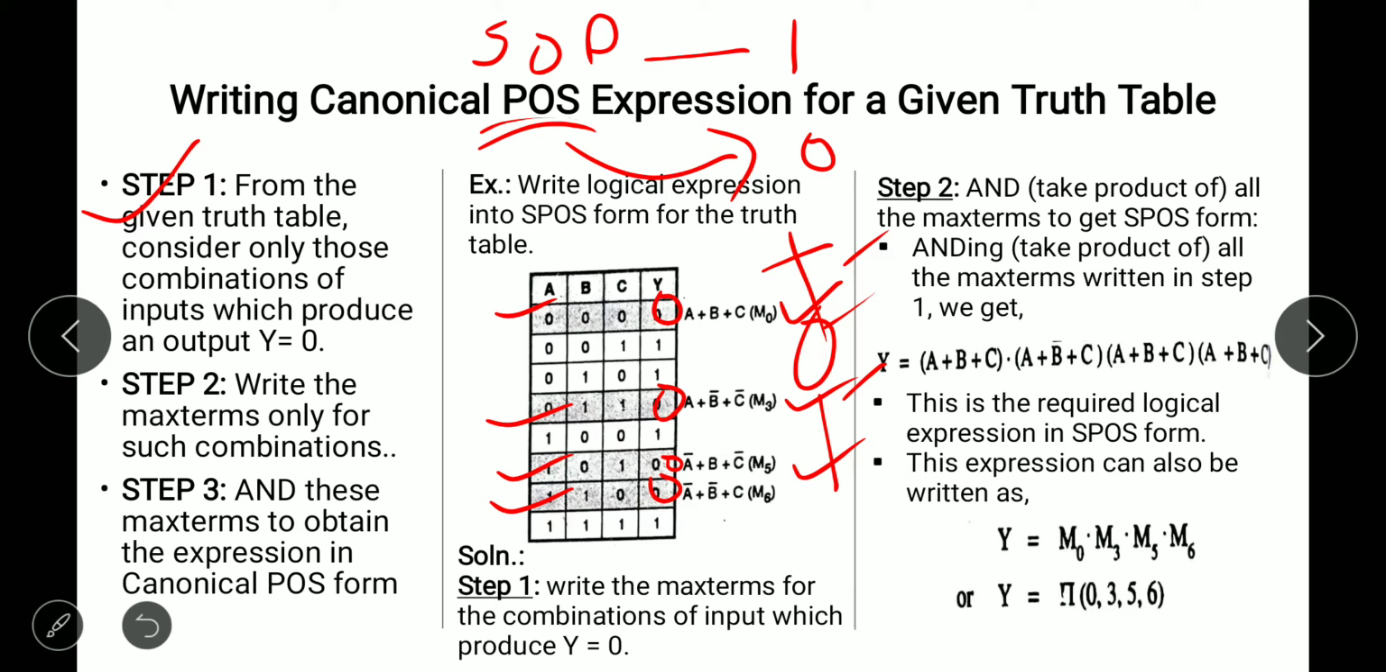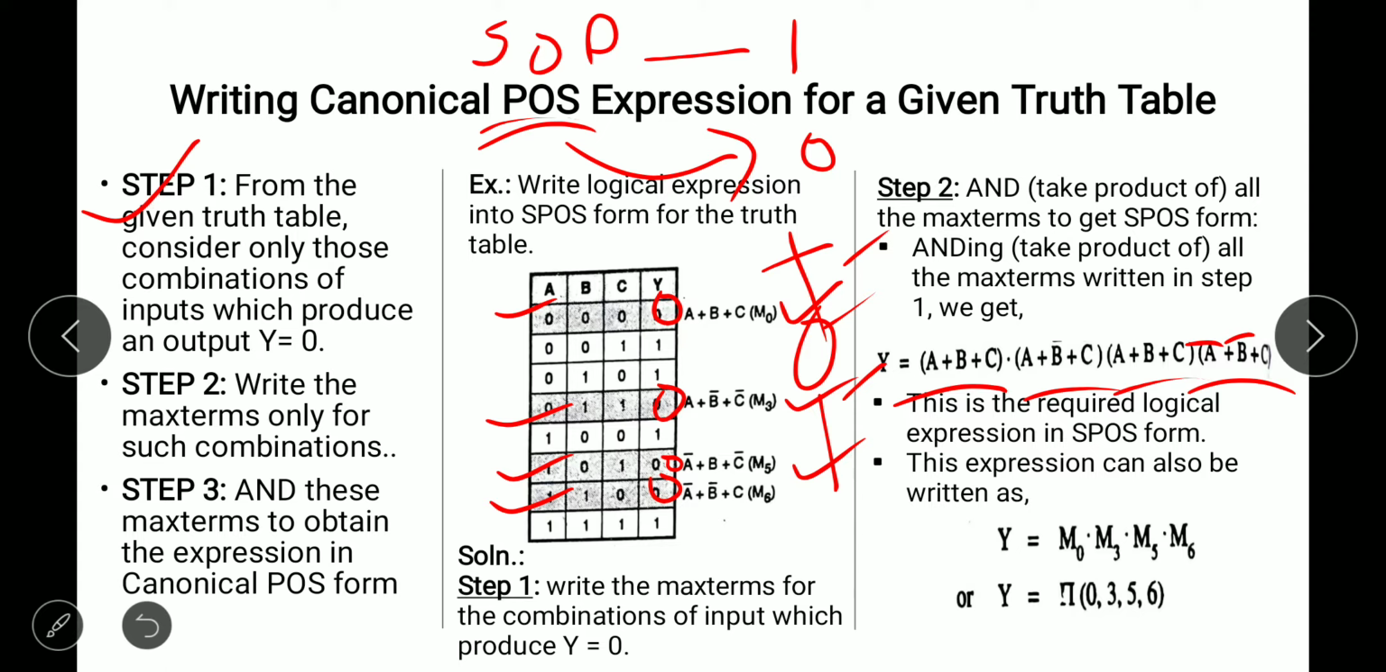And then what we have to do at last is AND these max terms to obtain the expression in the canonical POS form. So we get the first term, then dot, that is ANDing the terms together: A plus B plus C, then A plus B bar plus C bar, then A bar plus B plus C bar, and A bar plus B bar plus C. This is the required logical expression in POS form.